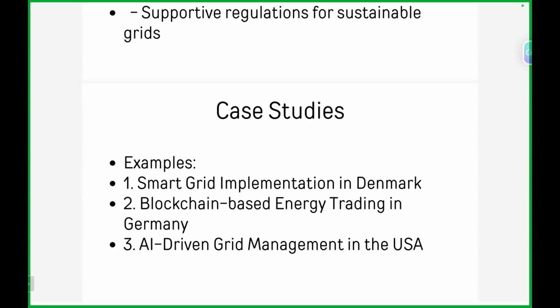and AI-driven grid management in the USA is a very interesting thing, where they manage the entire grid with proper monitoring, and based on the input from the generation side and consumer side, this automated AI-driven mechanism takes control of the grid to supply quality power.